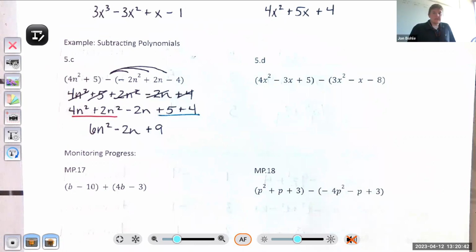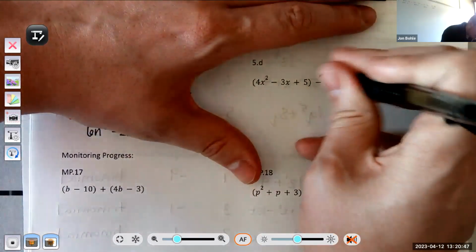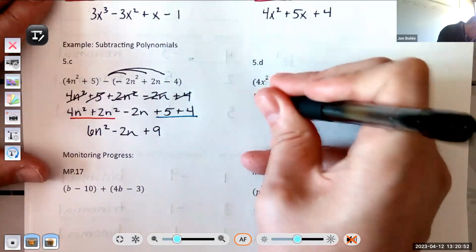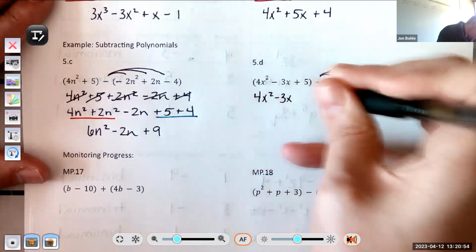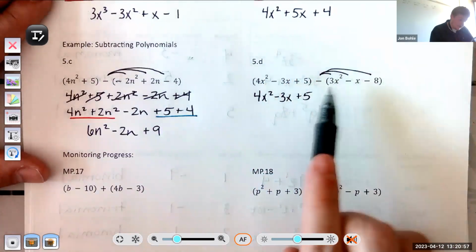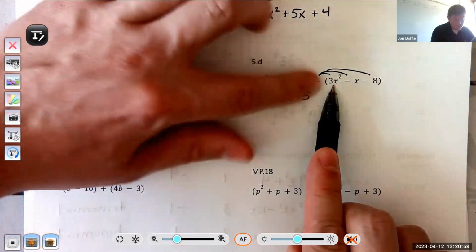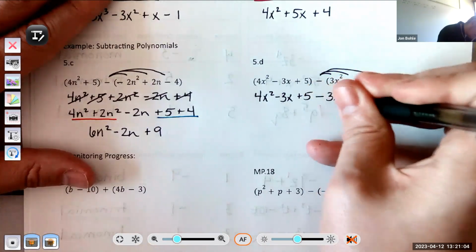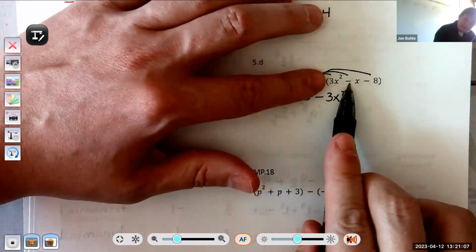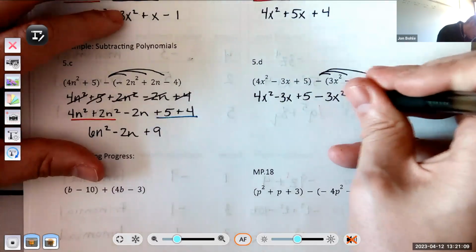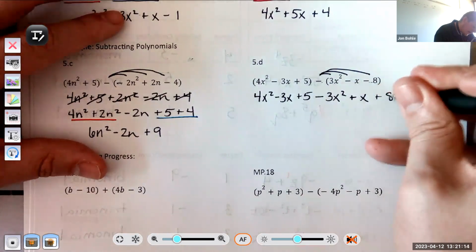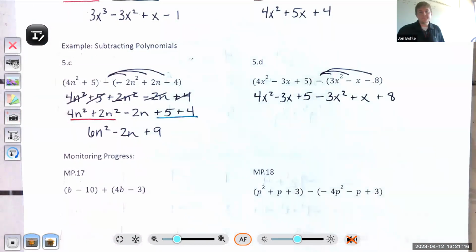Okay, 5D, same thing. I have a subtraction problem. So here I need to distribute that negative. Get each part sign flipped. Okay, need to be careful here. It's positive inside the parentheses, so that means it's going to be negative down here. It's negative inside the parentheses, so that means it's going to be positive down here. And again, -1 times -8 will be +8. It's negative up here, so it's positive down here.